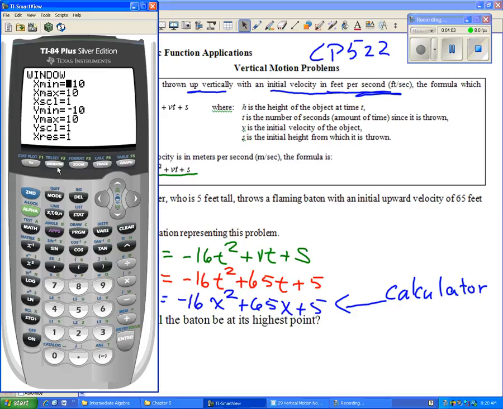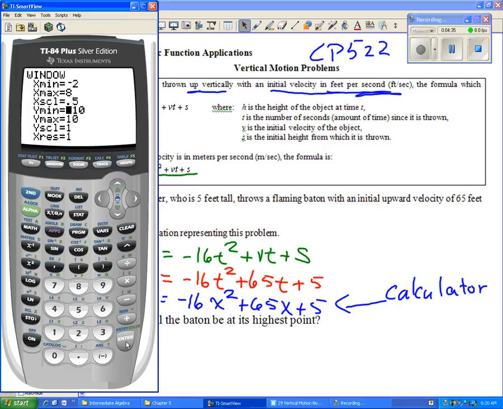So let me fix my window now. You know, I'm dealing with seconds, and as I throw something up in the air, think about it. It doesn't stay in the air very long. X is time. So I'm going to start with negative 2 just so that I have space. I can see the y-axis. My x max, I don't know how much time I'm going to be in the air, but let's count about 8 seconds, okay? X scale, how do I want to count? I'm going to count this in 0.5, half seconds.